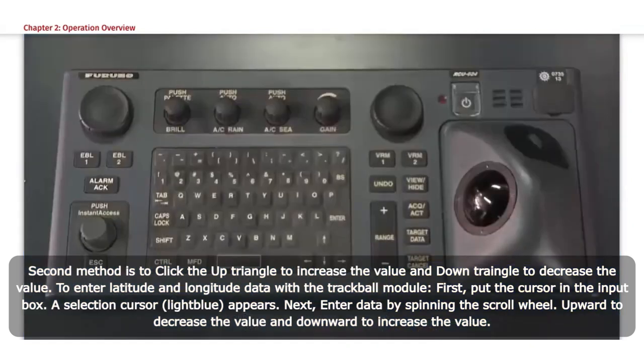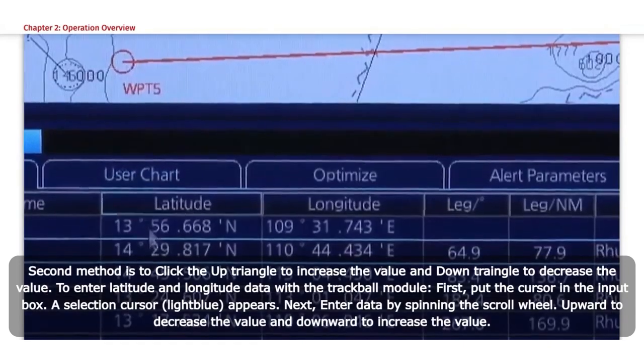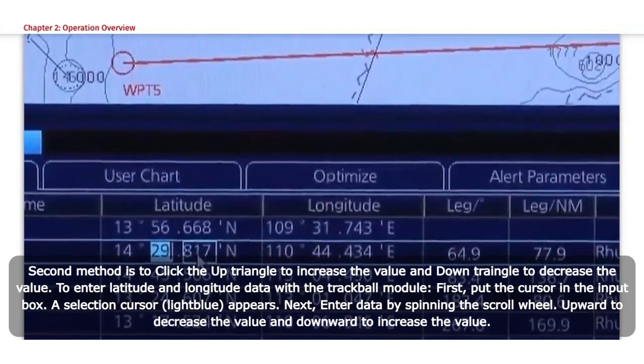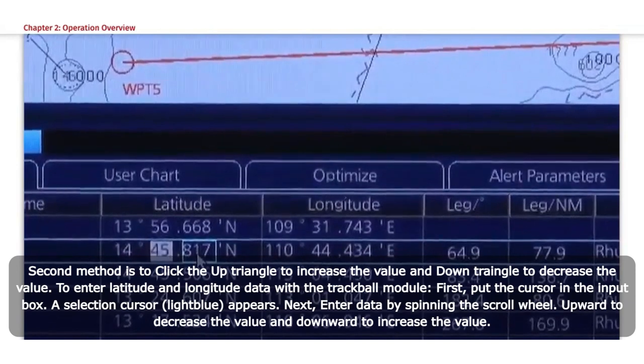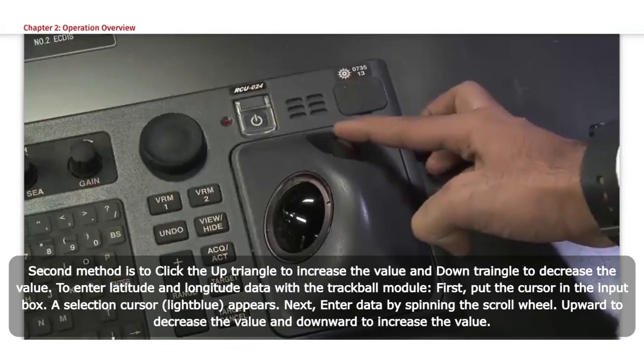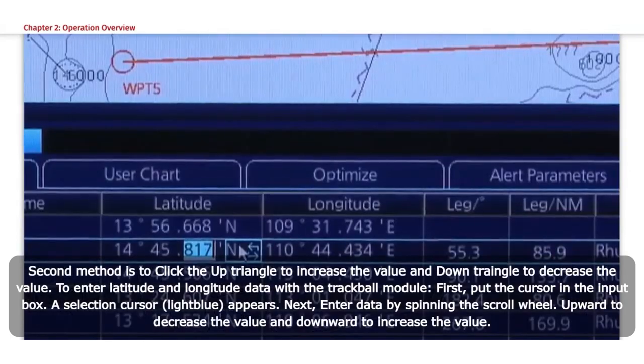To enter latitude and longitude data with the trackball module, first put the cursor in the input box. A selection cursor, light blue, appears. Next, enter data by spinning the scroll wheel, upward to decrease the value and downward to increase the value.